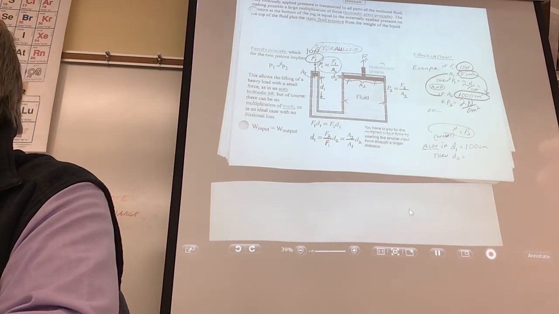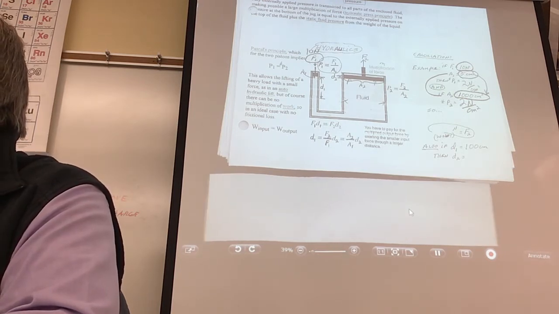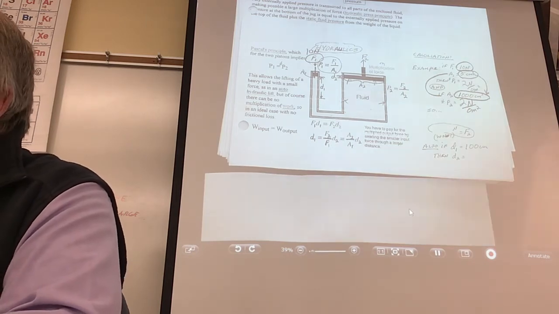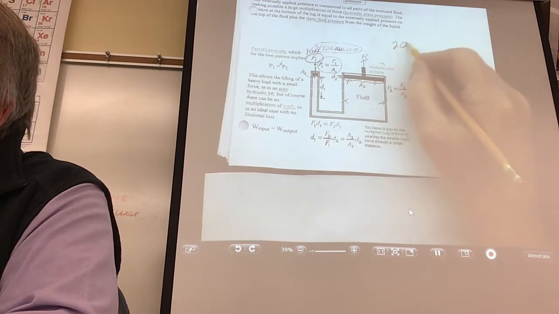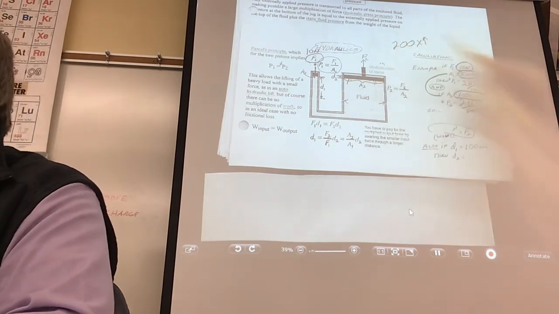1,000 divided by 10 is 100. So 1,000 divided by 5 would be twice that size. What would that be? So, this is important, okay? The area of this piston is 200 times greater.